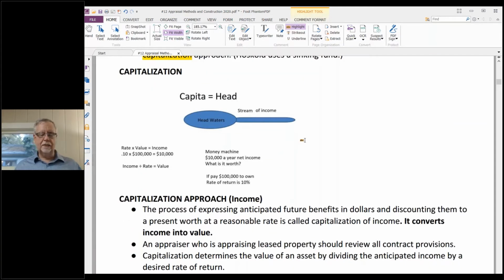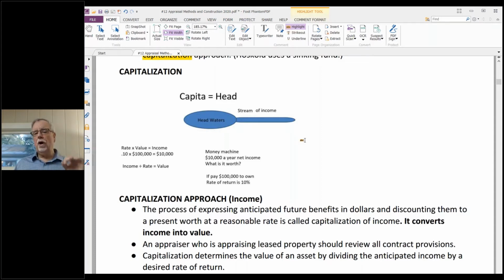So what is capitalization? It comes from the Latin word capita, which means head. So the top of a column is called the capital. If you were guilty of a capital offense, it at one point meant they would cut your head off. I'm going to skip another metaphor. So capita means head.